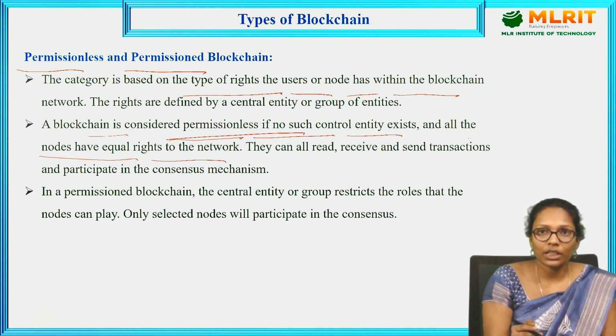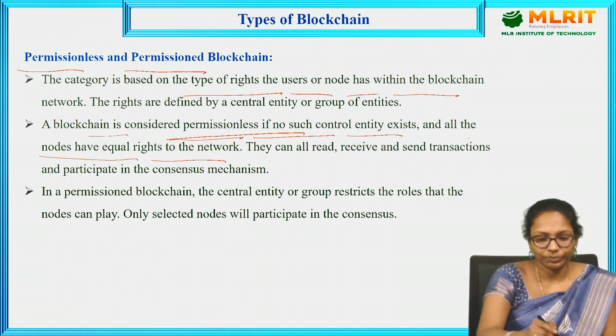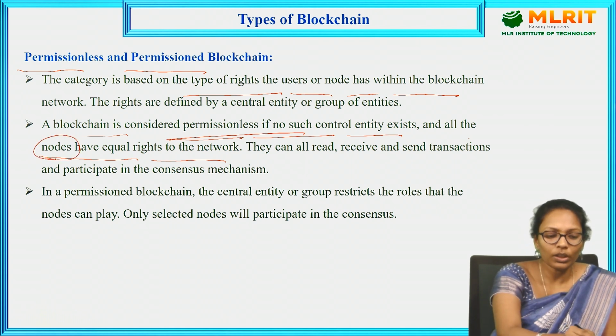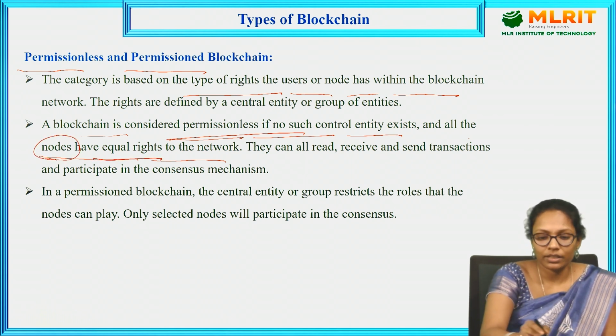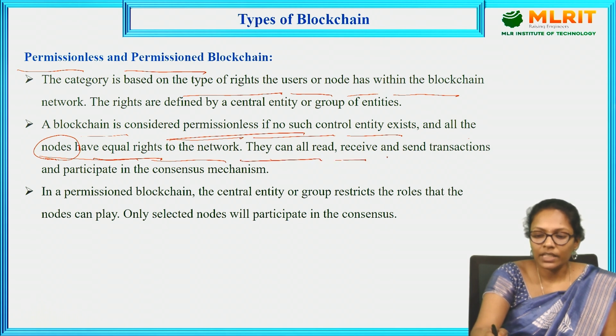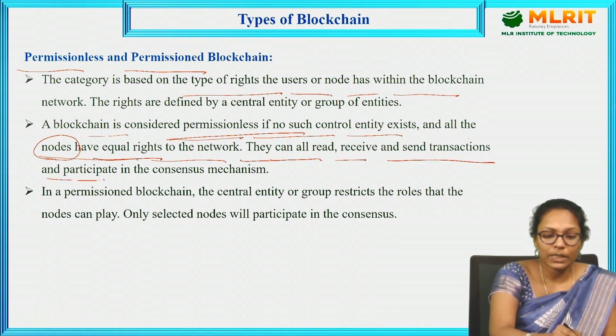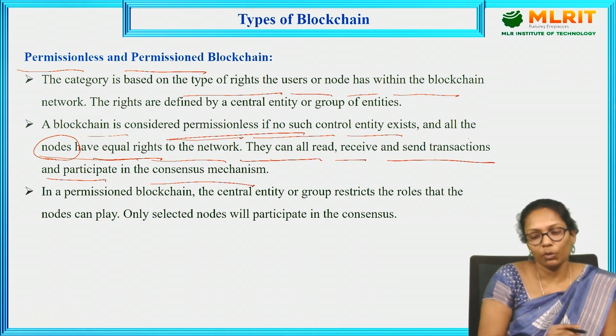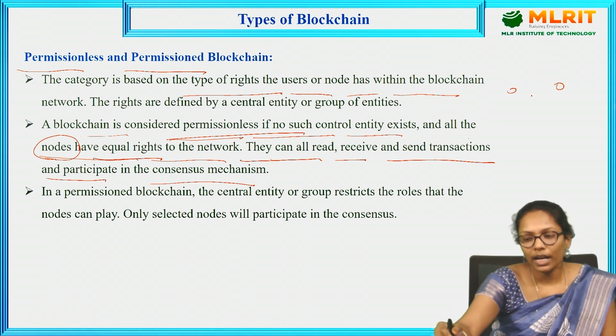But in the permissionless blockchain, or the public network, we can directly enter into the network. There is no central authority to monitor this, and all the nodes or all the users have equal rights. They can all read, receive and send transactions and participate in the consensus mechanism also. So each and every node has equal rights.